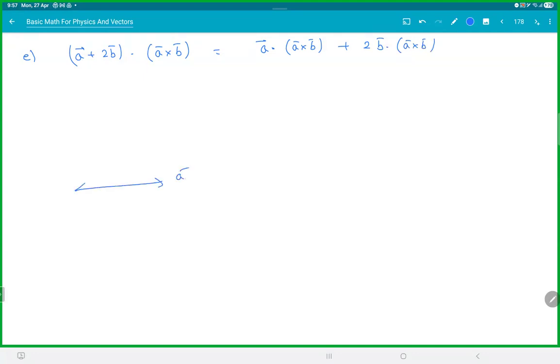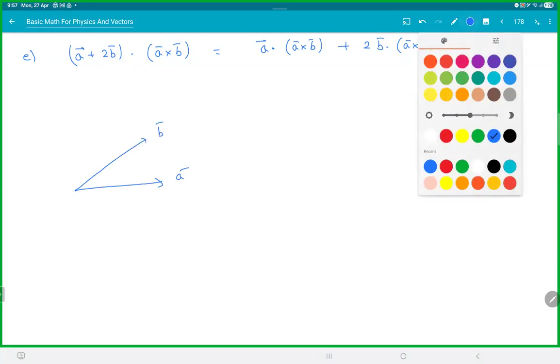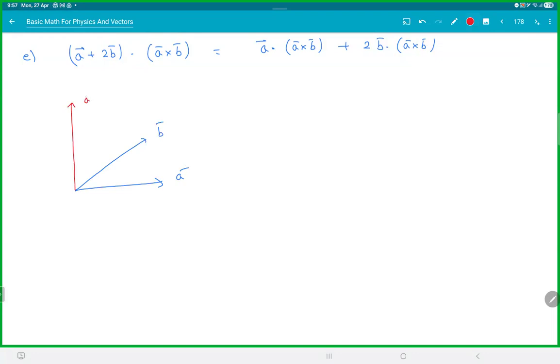If you have two vectors A bar and B bar, this vector A cross B is a pseudo vector which is perpendicular to both of them. Basically, it goes out of the plane. So this is perpendicular. This is also perpendicular. A cross B is perpendicular to both A bar and B bar. And dot product of two perpendicular vectors is 0. So therefore, A bar dot A cross B is 0. Similarly, B bar dot A cross B is 0. So therefore, this is 0.